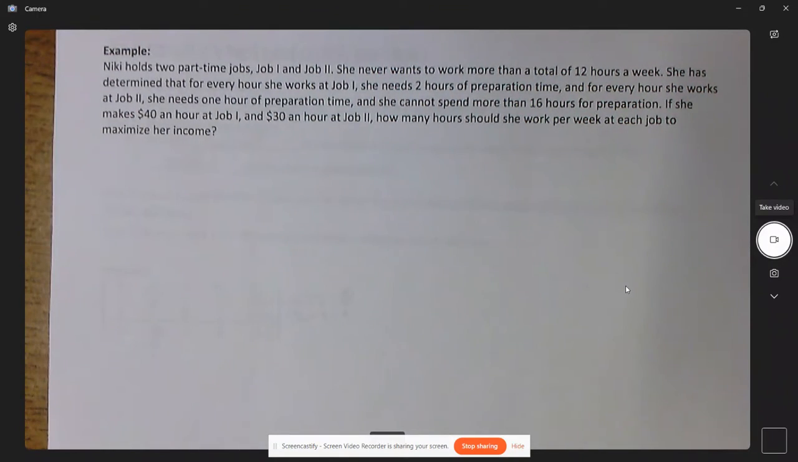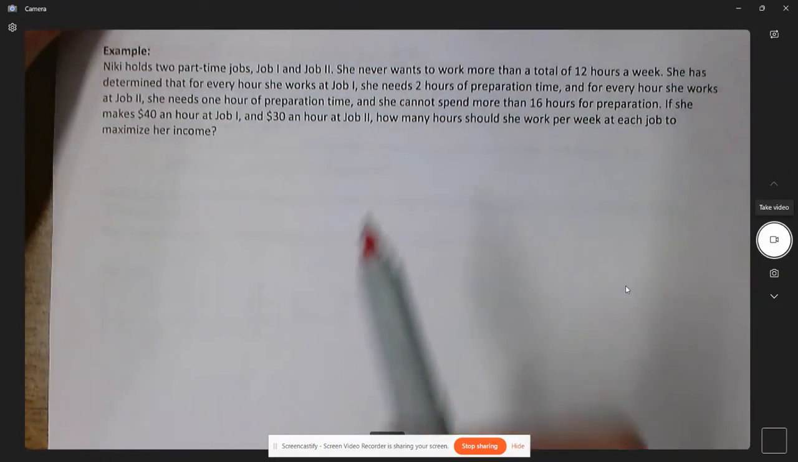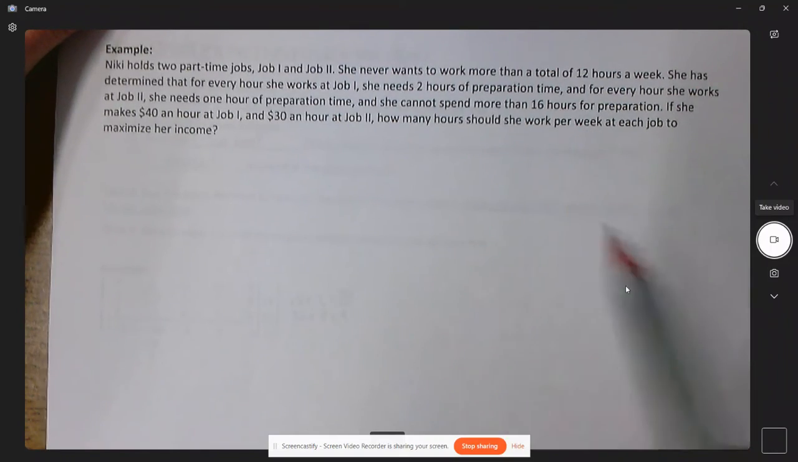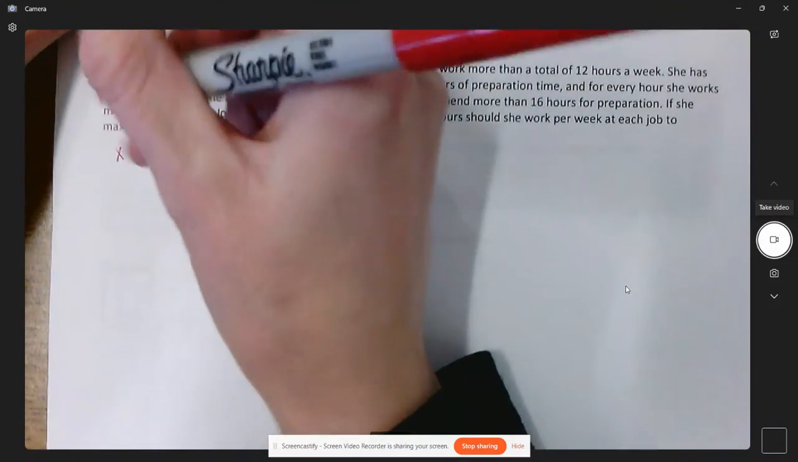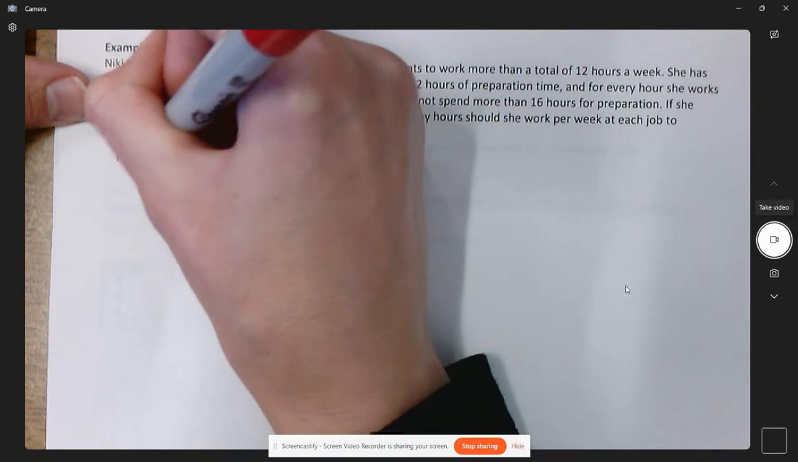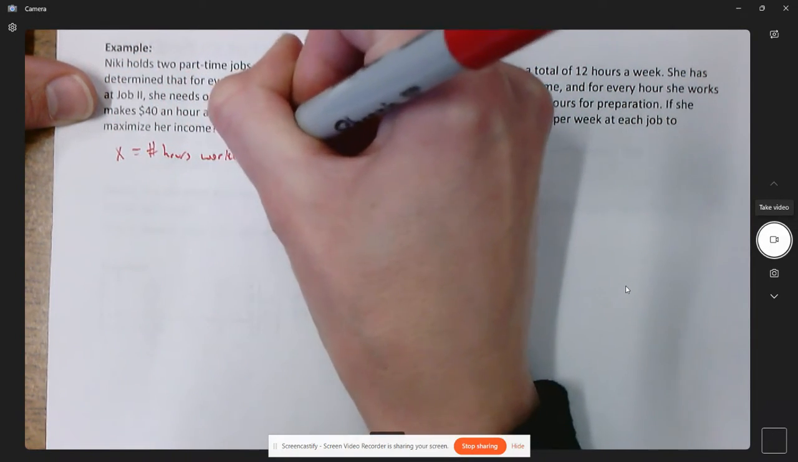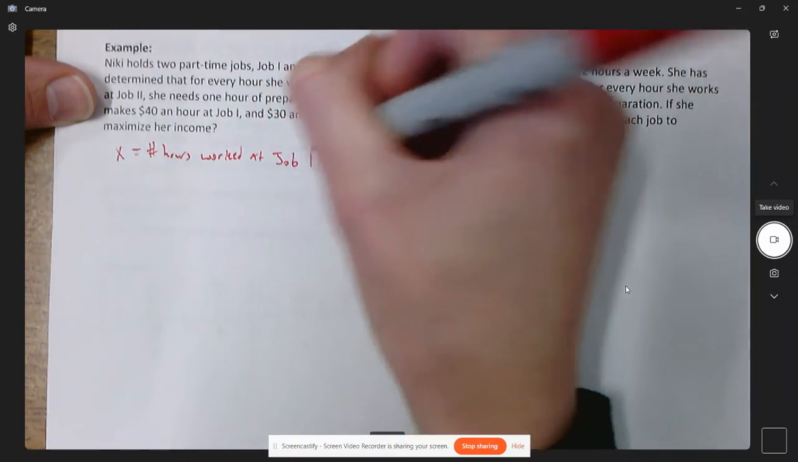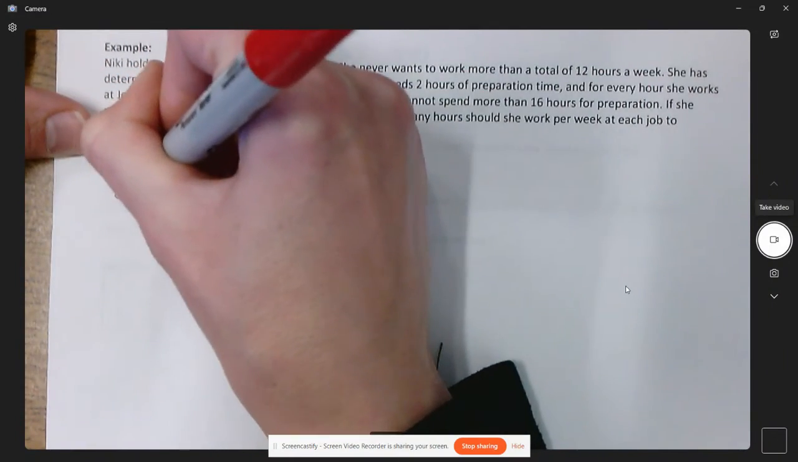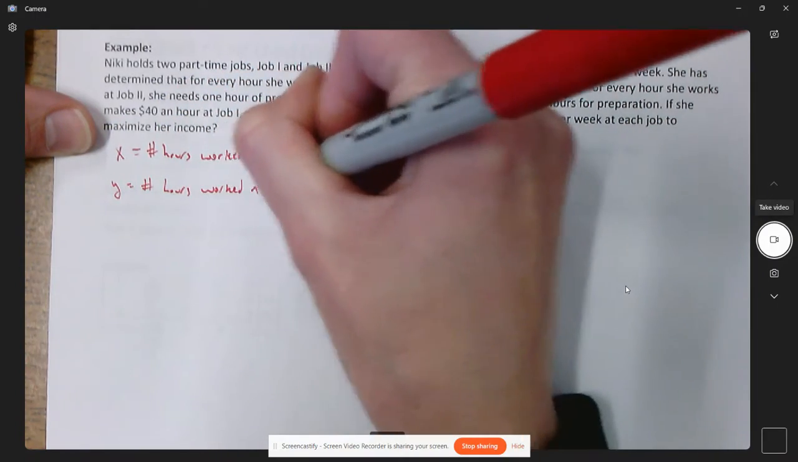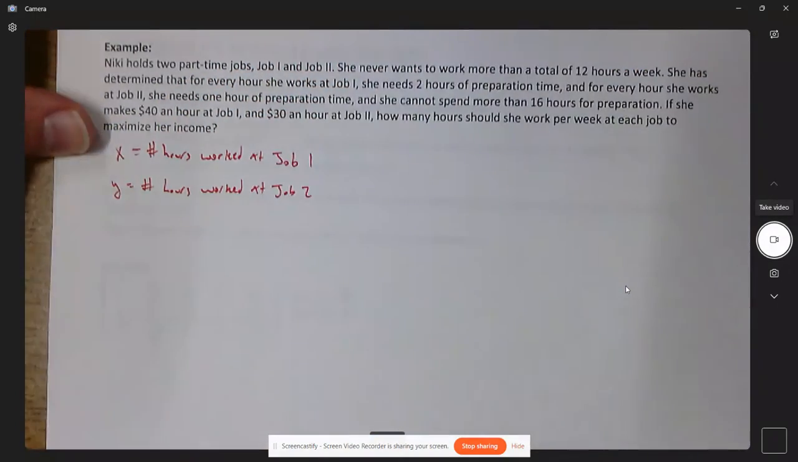Okay, so we're going to take this a piece at a time, right? First thing that we need to do is define our variables. So the question is asking us how many hours she should work at each job. So I'm going to use X and Y. So X is going to be the number of hours worked at job 1, and Y will be the number of hours worked at job 2. All right, so we've got our variables.